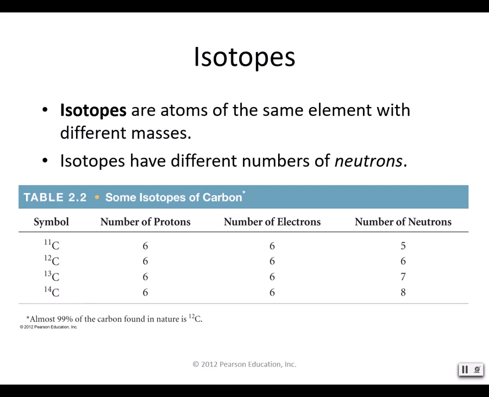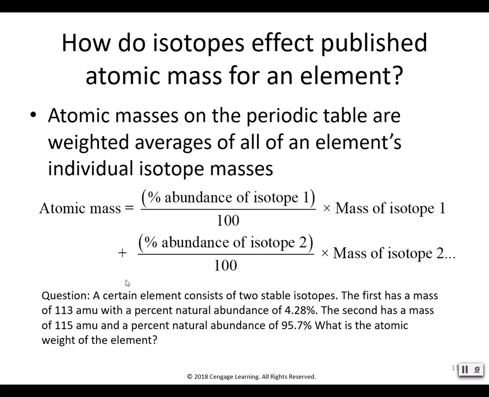Let me go back to this table. According to this table, almost all the carbon found in nature is carbon flavor C12, so it has an atomic mass of 12. And that's reflected in what you see on the periodic table as carbon having a mass of 12.01. It's not exactly 12. Carbon 11, 13, and 14 contribute a little bit, but the vast majority of it is carbon 12. So we can calculate what the atomic mass is for a particular element by using a weighted average.